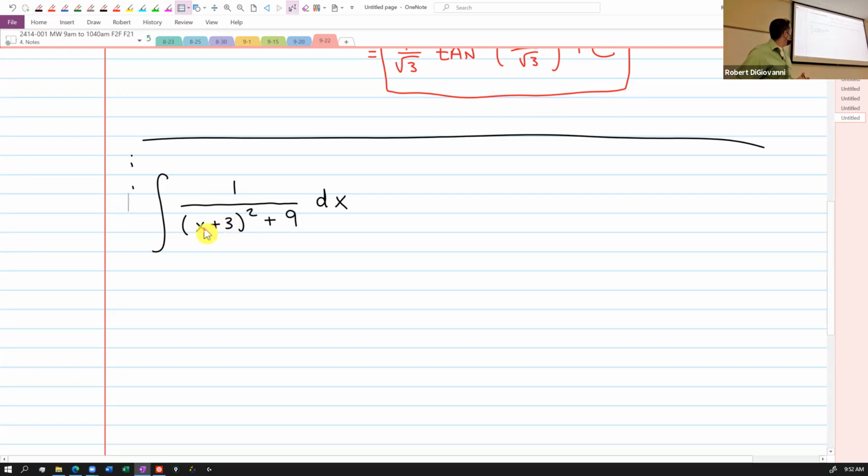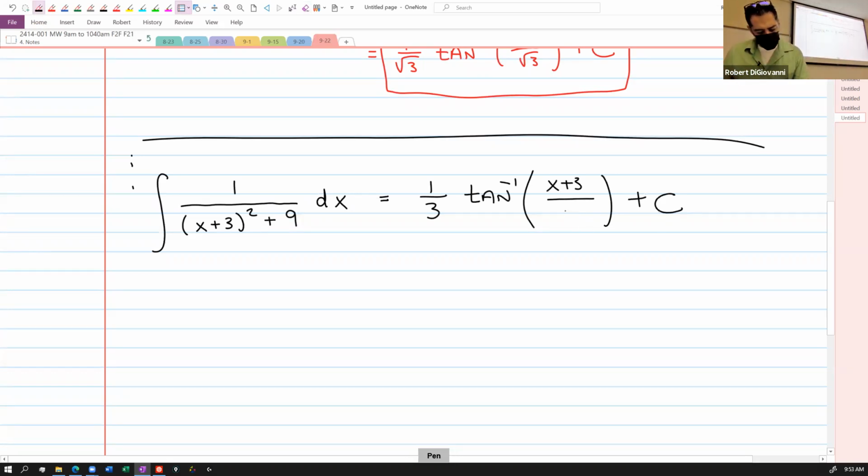You can see, if that's u, the derivative of that is du, so everything switches over to u, and I'll have 1 over u squared plus 9. So we go straight to 1 over a, where a is 3, arctangent of u, which would be x plus 3, over 3 plus c. You see? I don't know why I put 9. Sorry, over 3. Thank you.